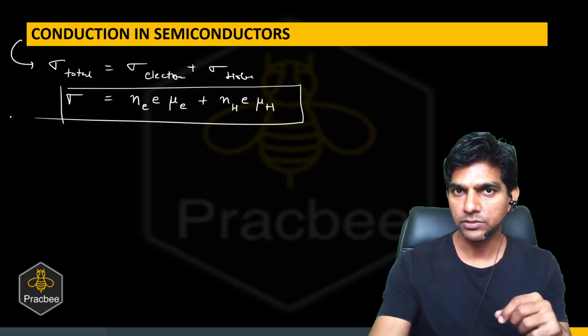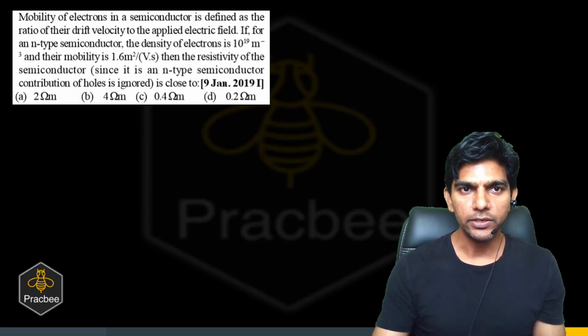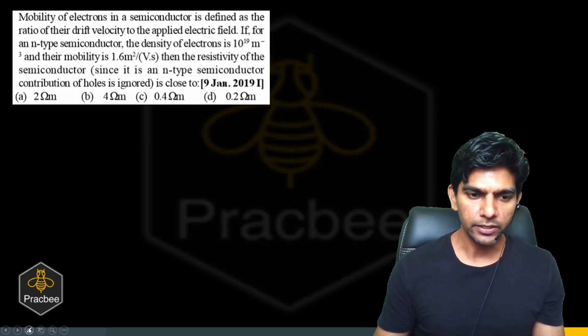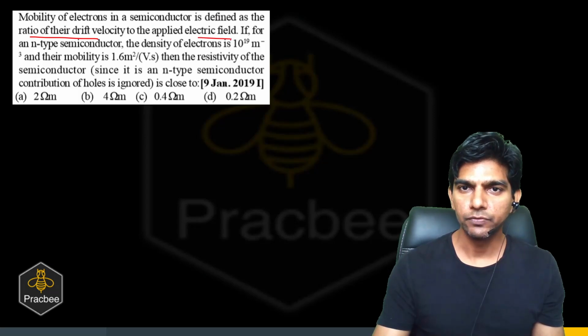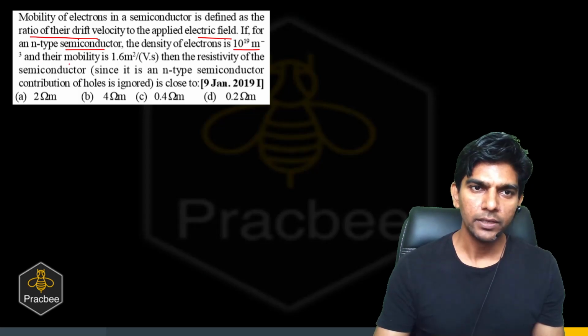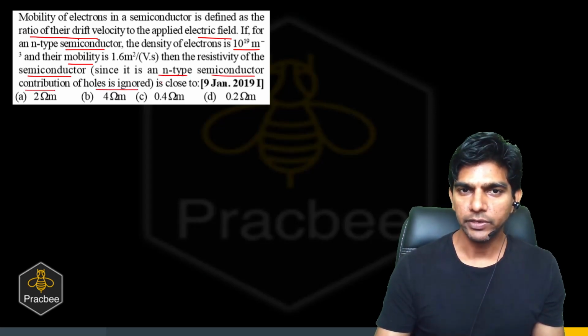Now let us see some illustrations, or let us say some PYQs based on the same formula. So mobility of the electron in a semiconductor is defined as the ratio of the drift velocity to the applied electric field. If in an n-type semiconductor, the density of the electron is 10 raised to 19 per meter cube, and their mobility is 1.6 meter square per volt second, then the resistivity of the semiconductor, since it's an n-type semiconductor, contribution of holes is ignored, is close to.